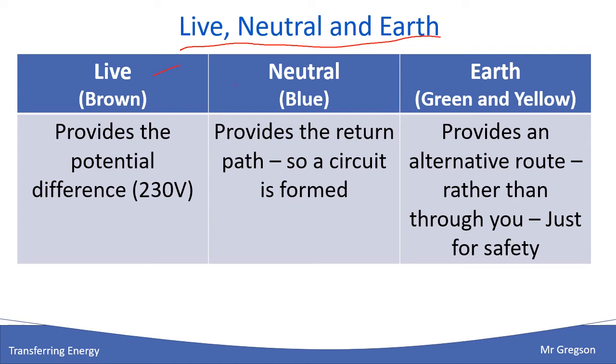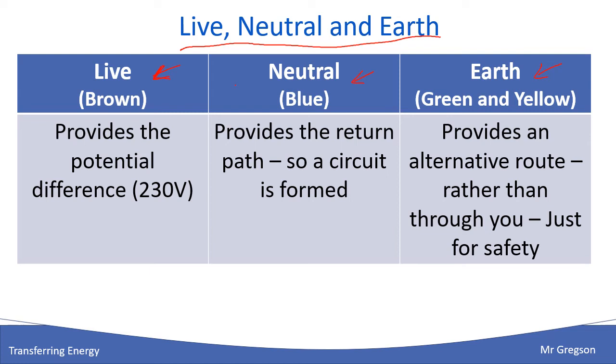Now, the first one is often coloured brown in a domestic household. It does come in other flavours depending on the need or where it is. In certain industrial buildings, it can be multiple different colours. But live is typically brown, so if you're ever wiring a plug, you're looking for the brown one for live. Neutral is our blue, and our last one is our earth, and that will be green and yellow striped.